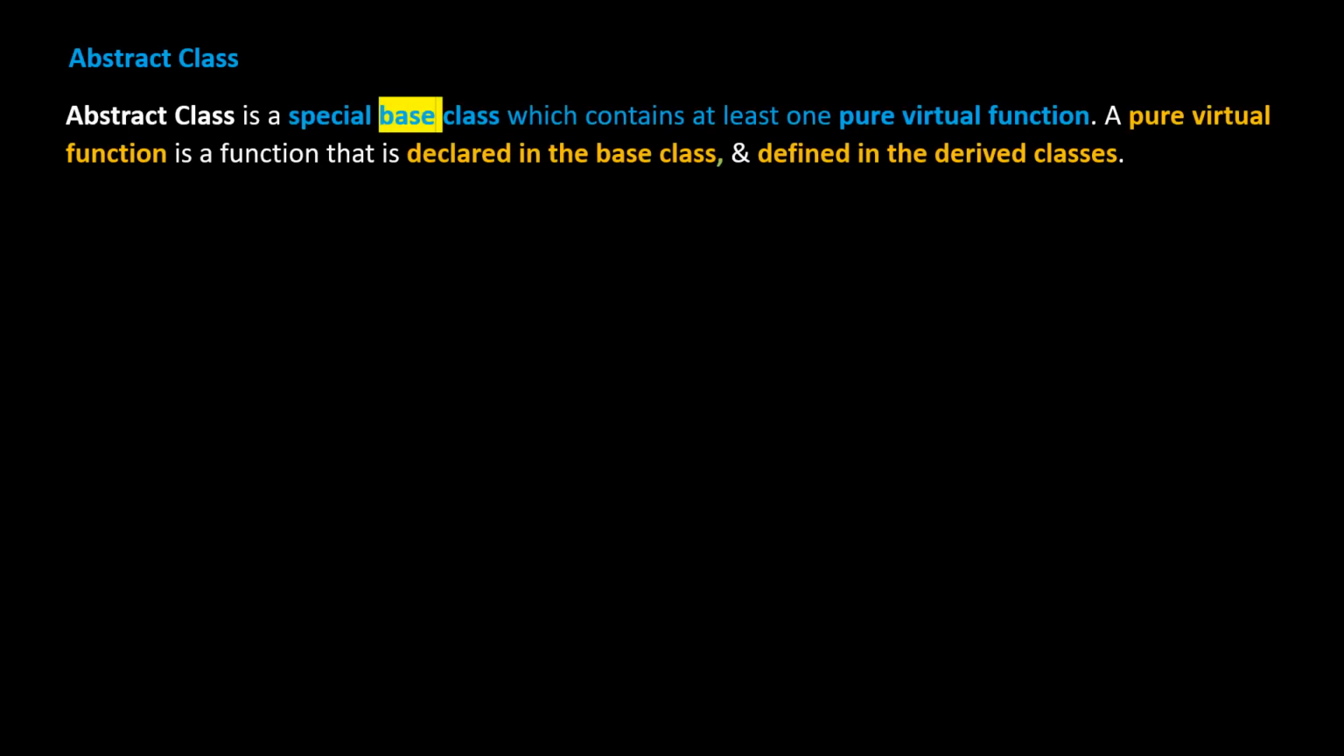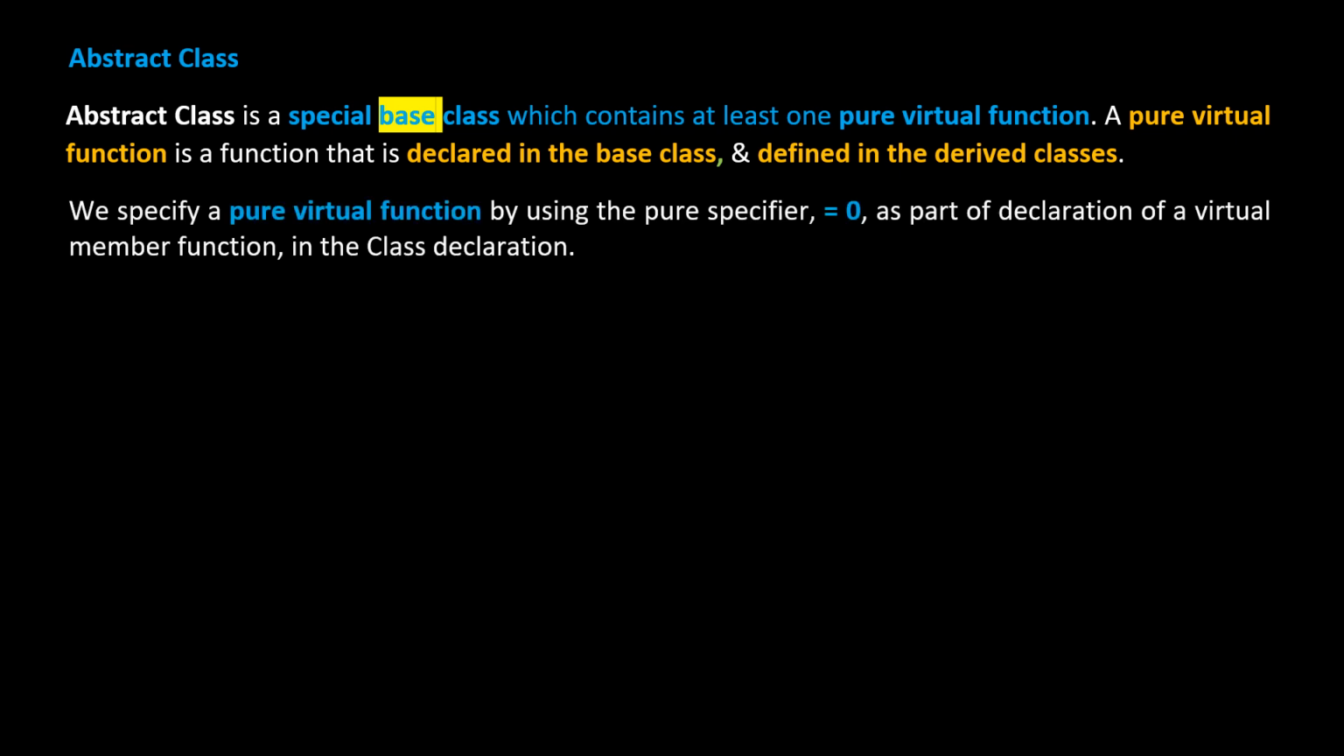Abstract class. An abstract class is a special base class which contains at least one pure virtual function. A pure virtual function is a function that is declared in the base class and defined in the derived classes. We specify a pure virtual function by using the pure specifier equals 0 as part of the declaration of a virtual member function in the class declaration.